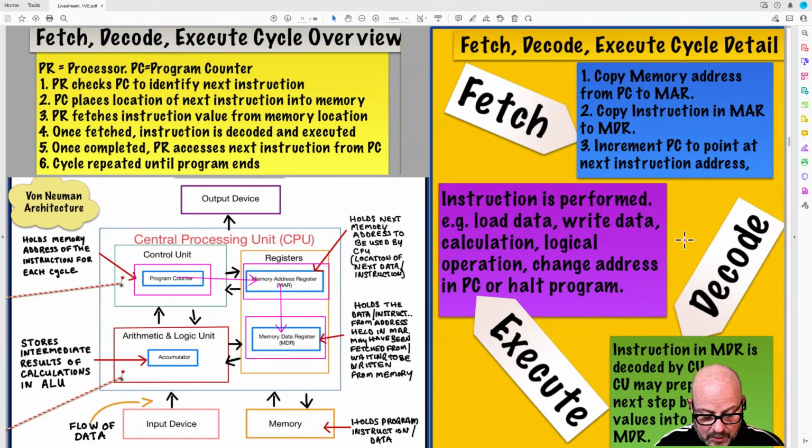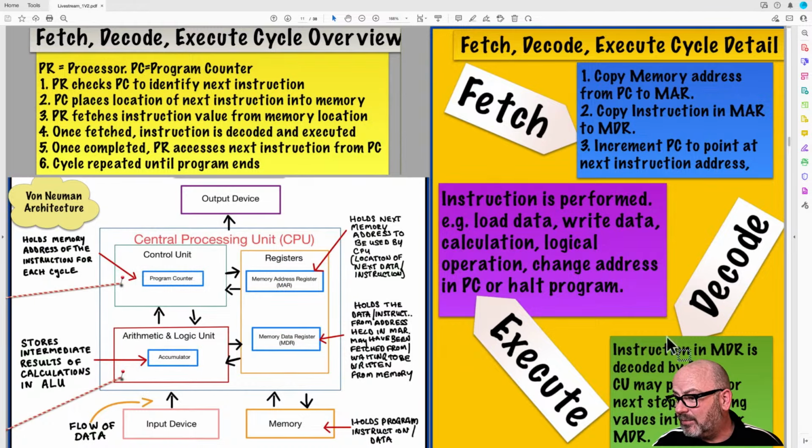The decode part is actually really quite easy to think about, because that's where you've got the instruction there. The program counter then needs to work out what to do with it. It's decoded by the CU, the control unit, which is this guy over here. And that's where it does its job. It works out what it needs to do, and it could prepare for the next step, whatever that step would be.